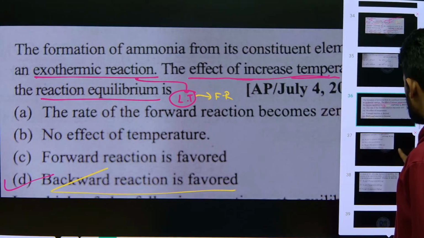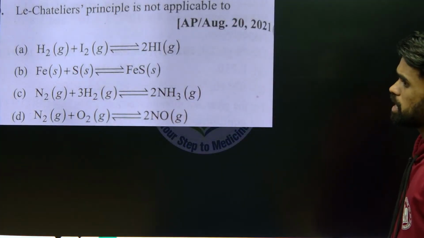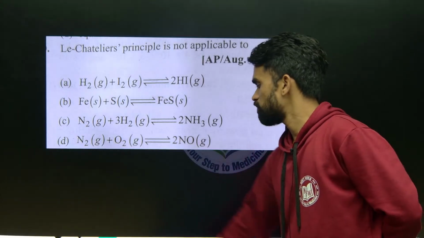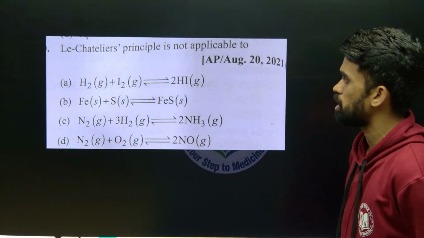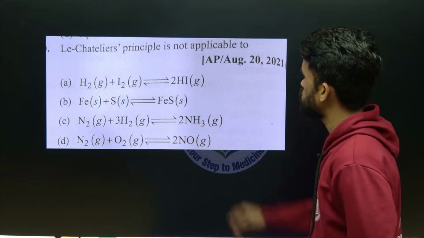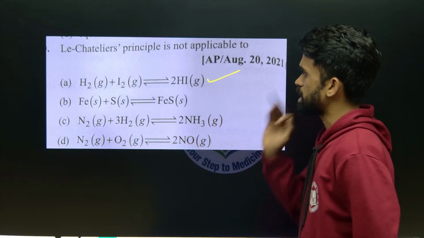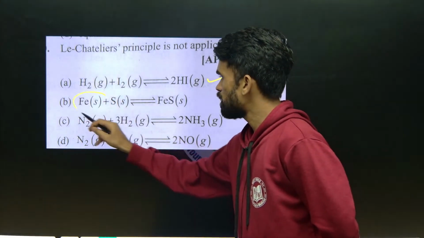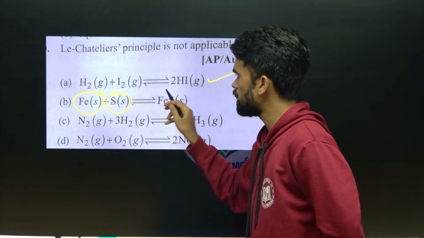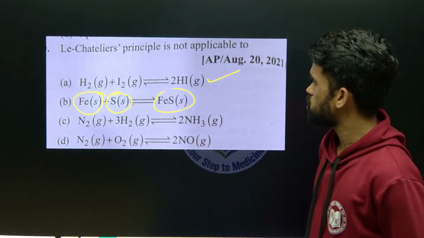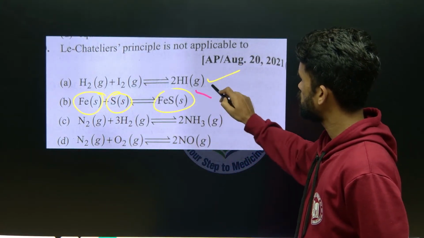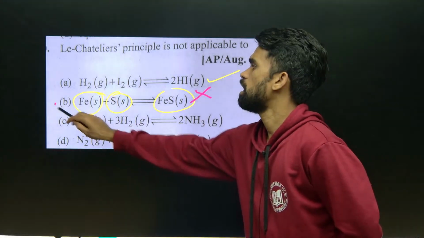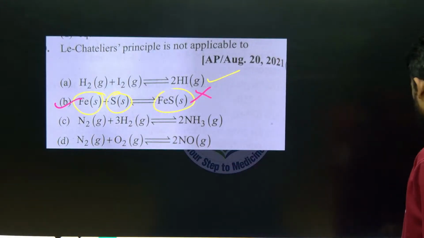Next, look at this, what they are saying. Le-Chatelier principle is not applicable to which of the four options given. H2 plus I2 gives 2HI. Okay, this involves gaseous reactants and products, but here you see solid iron, solid sulfur and a solid product. So all of them are solids. So here you cannot use Le-Chatelier principle. Okay, so option B will be your answer for the question. Okay, next.